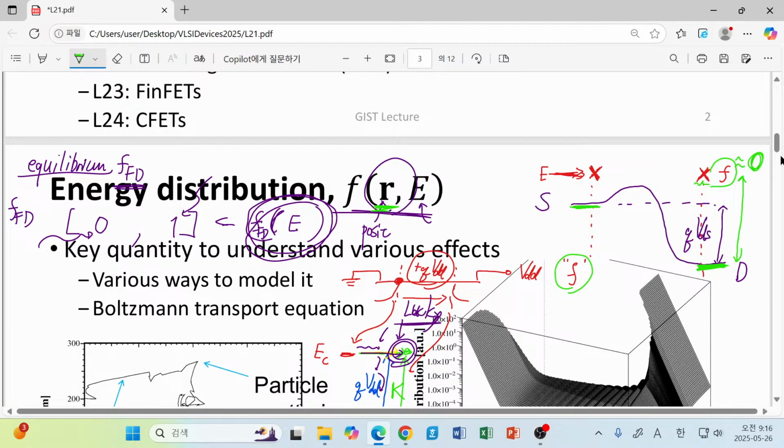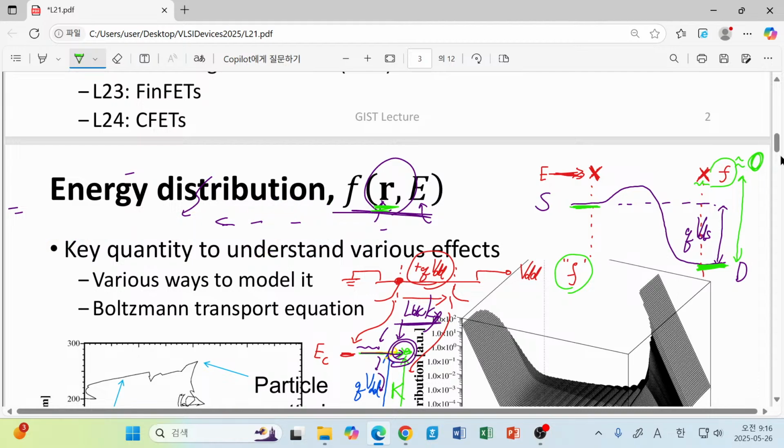That's the reason why we have to introduce this position dependency. At every position, our electron distribution function can differ because the quasi-Fermi level can be a function of position. So at a certain position, our electrons are more highly occupied, and in other parts, they can be less populated. That's the reason why we introduce a little bit more generalized concept, the position-dependent distribution function.